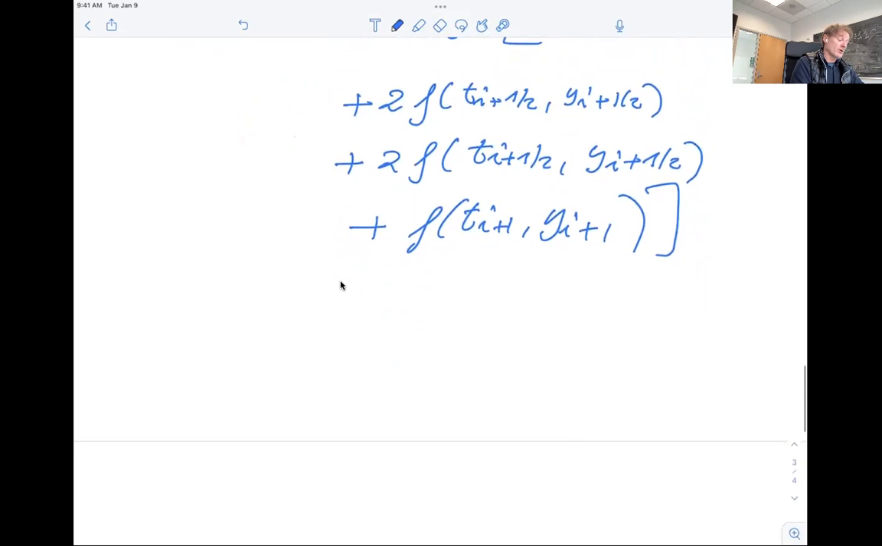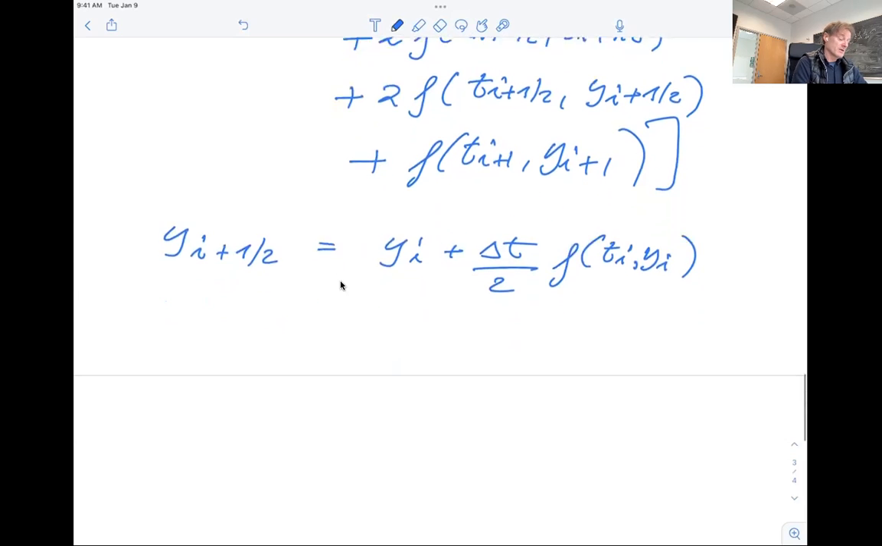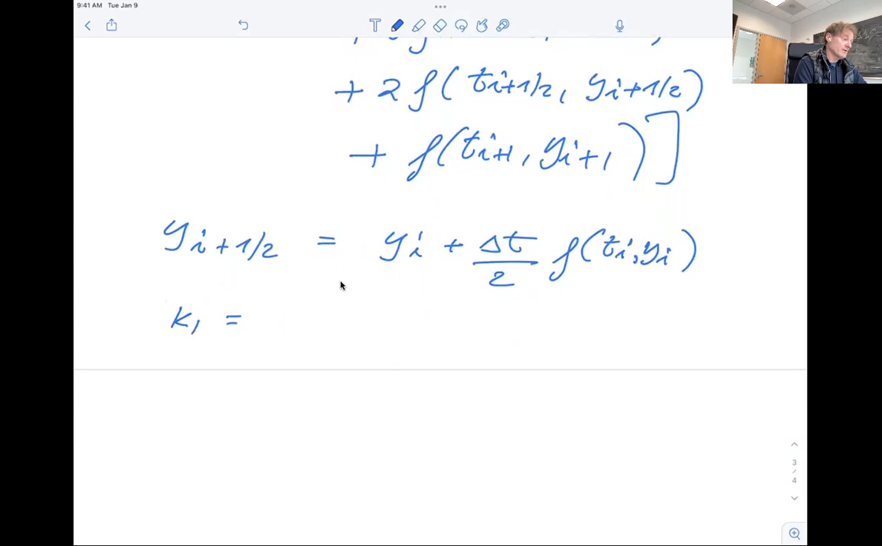So that means that we are going to approximate y_{i+1/2}. So let me just write this better. So we would have y_{i+1/2} is now going to be approximated by y_i plus delta t divided by 2 and multiplied with the slope at the initial point. So this is something which we defined previously in terms of this function k1. So we had this function k1, which we now defined as delta t times f of t_i, y_i.